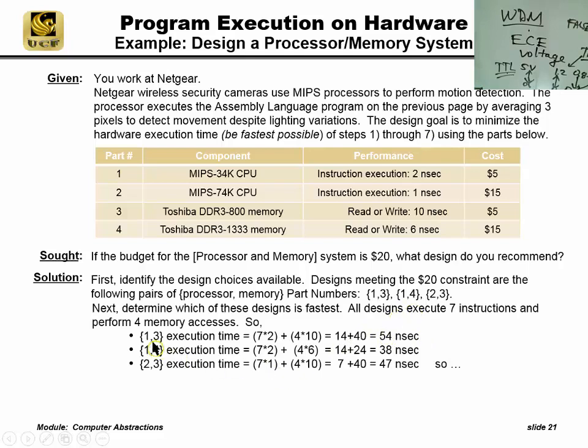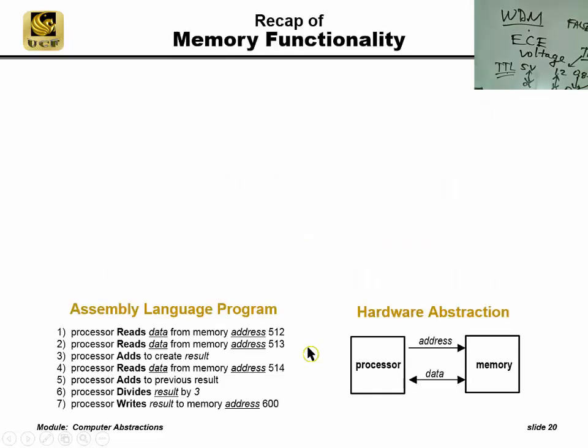So the execution time on the 1-3 pair, which is each instruction taking 2 nanoseconds, each memory access taking, what, in the case 3? 10 nanoseconds is how long? Well, we had 7 instructions in total and 4 memory accesses. You're going to say, well, how'd you get that? Let's go back to the program. It's the previous slide.